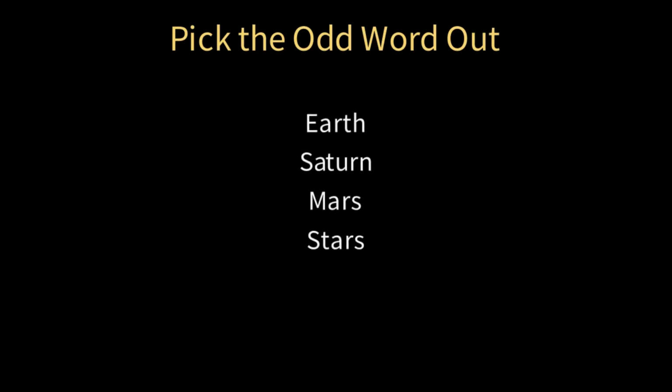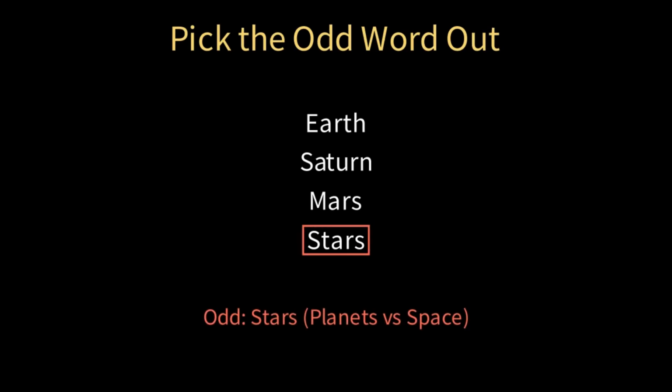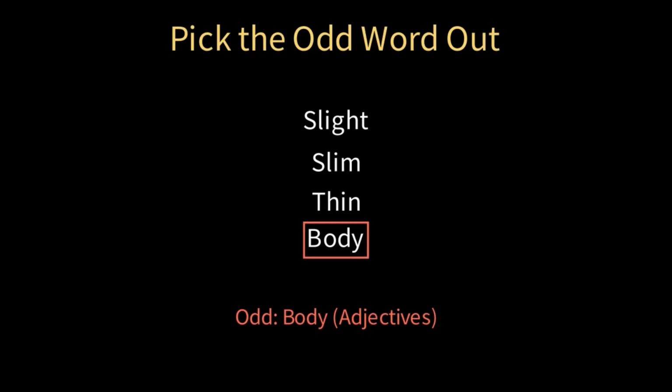Earth, Saturn, Mars, stars. Stars is the odd word. The other three words are names of planets. Slight, body, slim, thin. Body is the odd word. The other three words are adjectives meaning physically small or narrow.